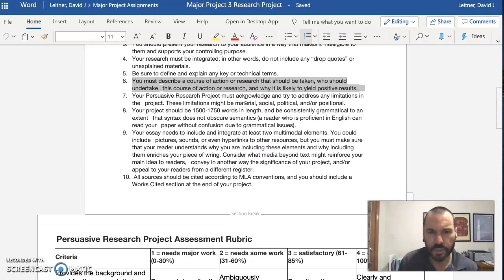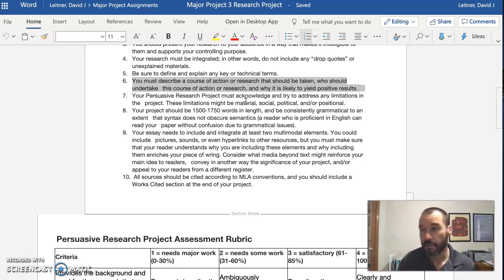Your persuasive research project must acknowledge and try to address any limitations in the project. These limitations might be political, social, and or positional. It's very difficult. An audience is going to get turned off if it seems like you're over-promising. So it's very handy to acknowledge the limitations of something, and a very common limitation is funding. Like, where do we get the money to do this?